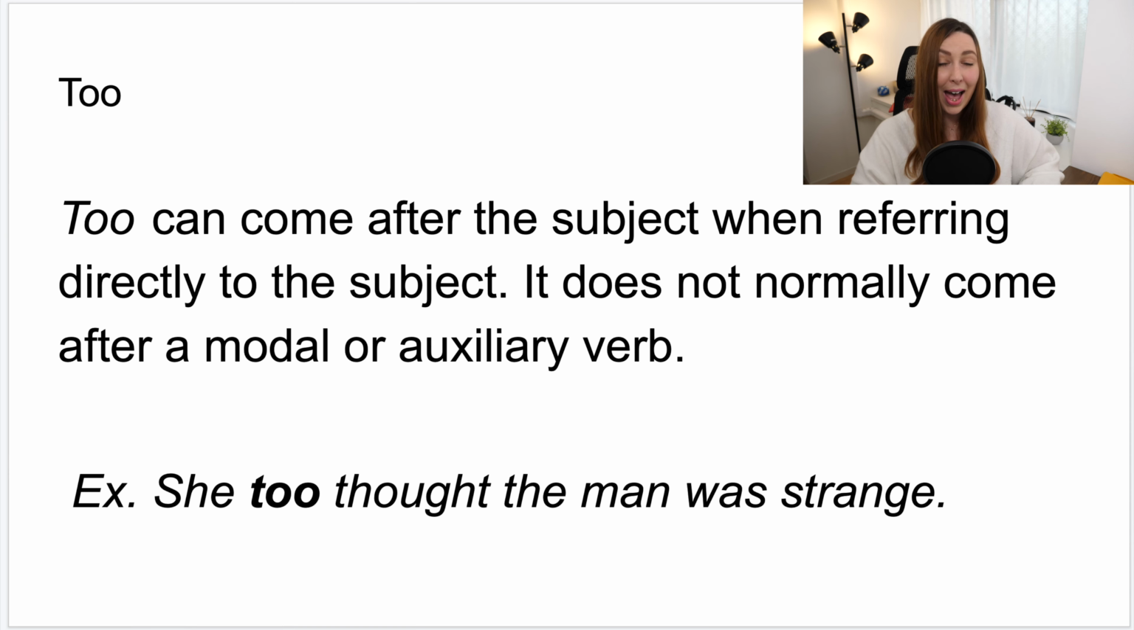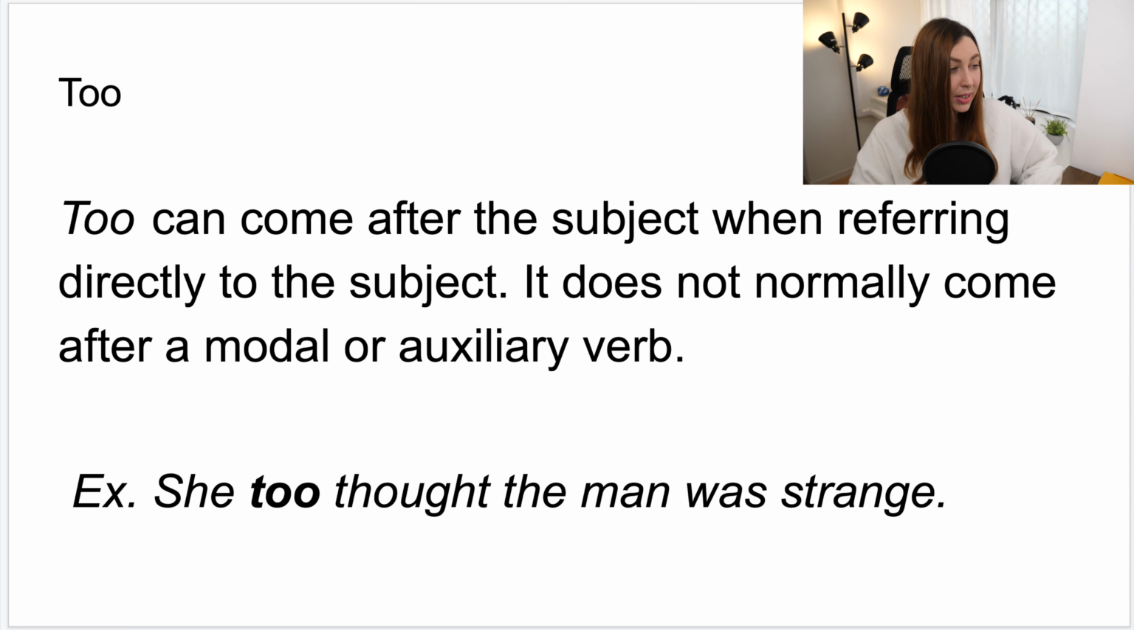"Too" can come after the subject when referring directly to the subject. So I would say this is not that common in everyday conversation. I think you would more find it in writing, in my opinion. I don't usually use it this way in conversation, but "too" can come after the subject when it refers directly to the subject. It does not normally come after a modal or auxiliary verb.